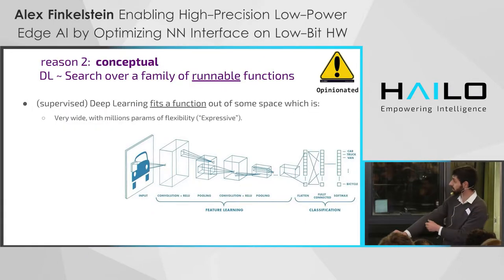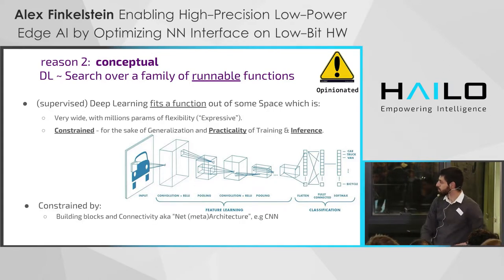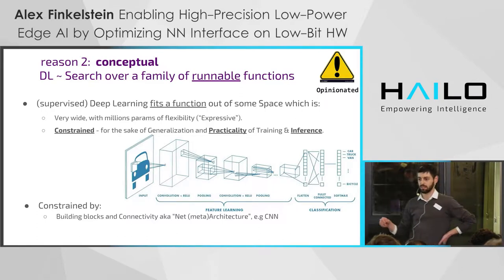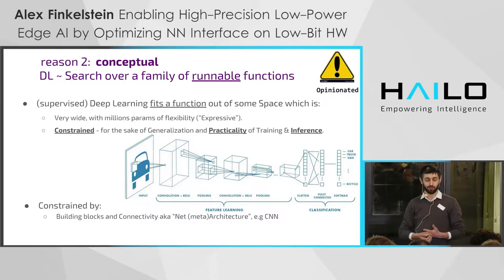There is another reason, which is conceptual, and that's just my opinion. Eventually, deep learning is about fitting a function, at least in the supervised sense, out of some parameterized family of functions, which is, of course, very wide and rich, parameterized by millions of parameters, but it is also constrained. It's weird to think about constraints when you have millions of parameters, but in fact convolutional neural networks are constrained in the sense that every output in a feature map depends only on its neighbors in the preceding layer, right? It works like this because of generalization, but also because of practicality, both training and inference. So you look for a function that is a good fit, but it's also runnable in practice.